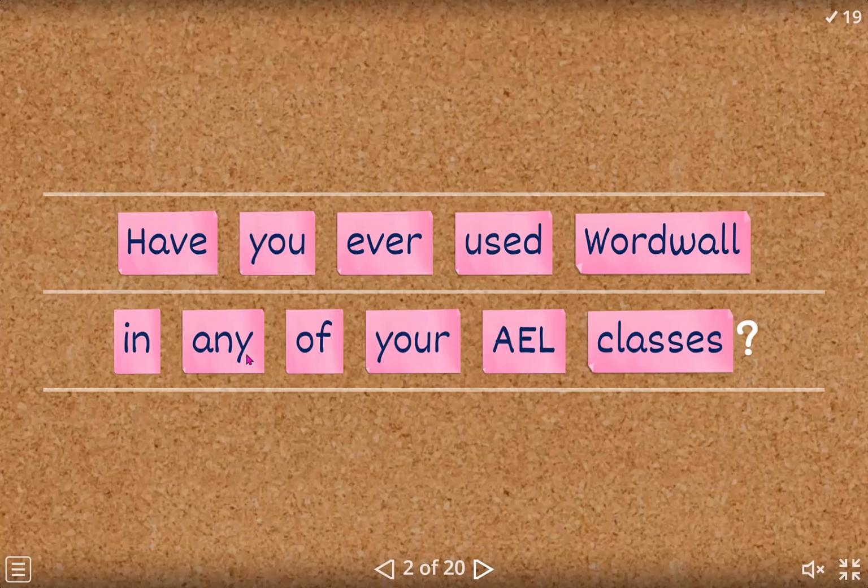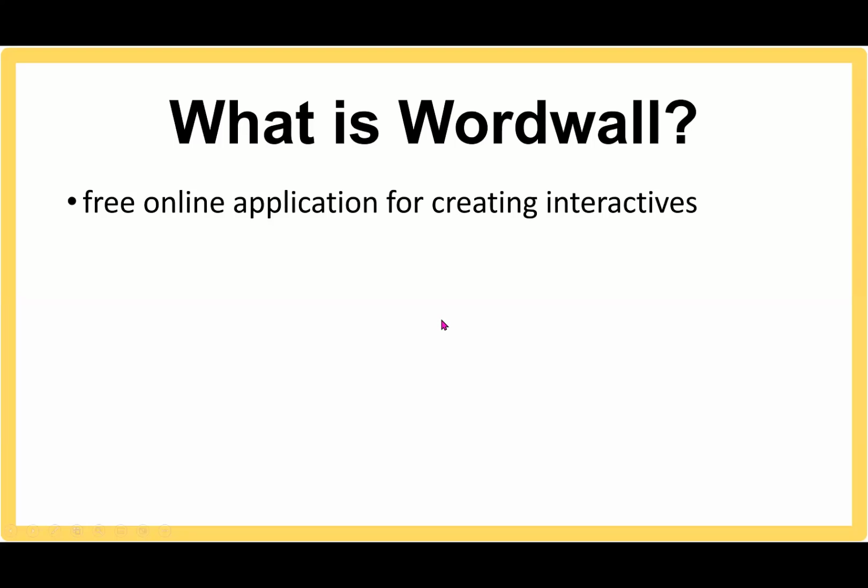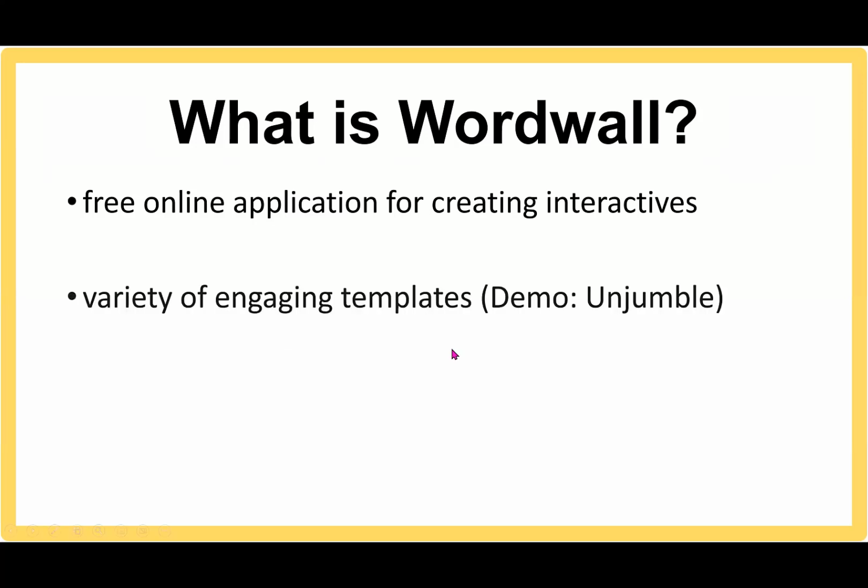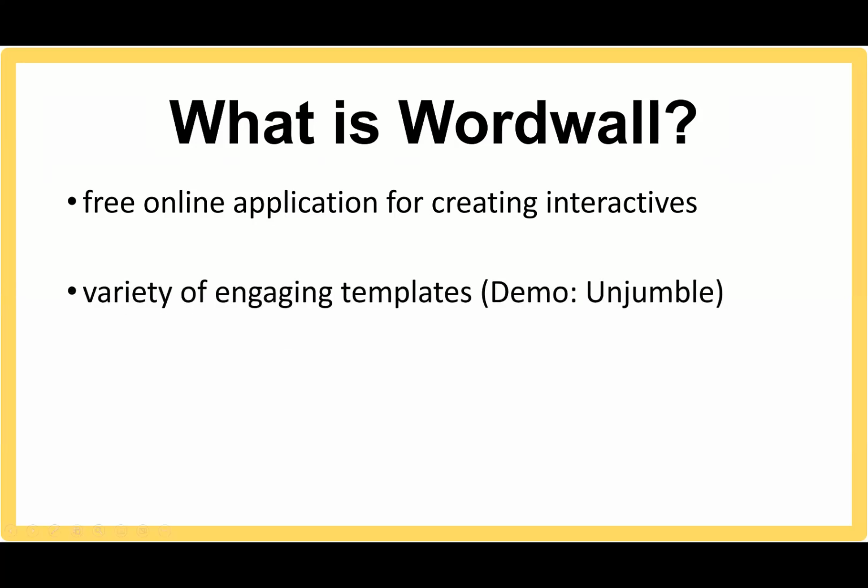Now, as you can see from the first 2 activities that we have done, WordWall is an interactive online application that allows teachers to create interactive activities. These activities are created using a variety of templates. The template that we just used is called the unjumble template because it presents jumbled sentences, and then learners have to unjumble them by putting the words in the correct order, just as we did.